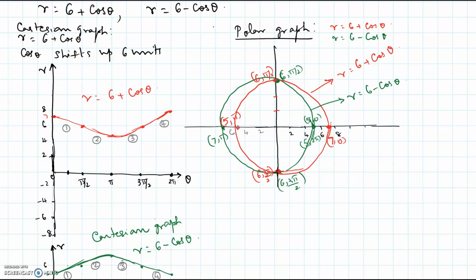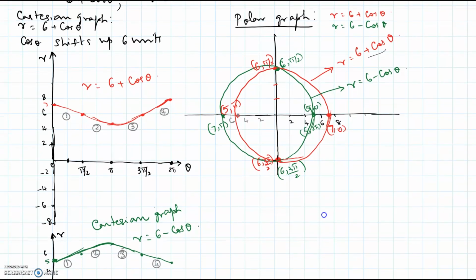As we normally do when we do the polar graph, we first do the Cartesian graph, and translating the Cartesian graph to polar graph will be much easier. So 6 plus cosine theta is the cosine theta graph shifted above 6 units, which is what's shown in the red graph. I translate that to polar graph. So the graph on the right hand side, the one shown in red, is the 6 plus cosine theta graph.